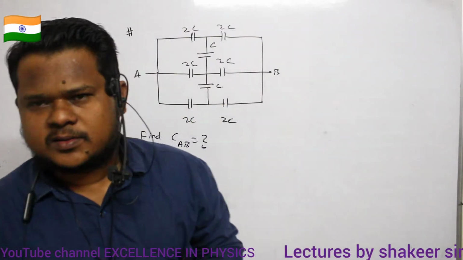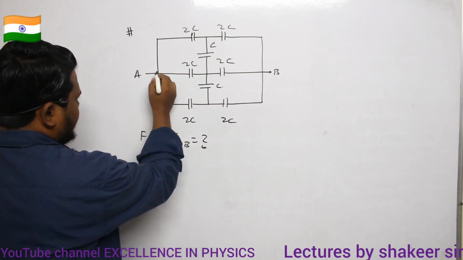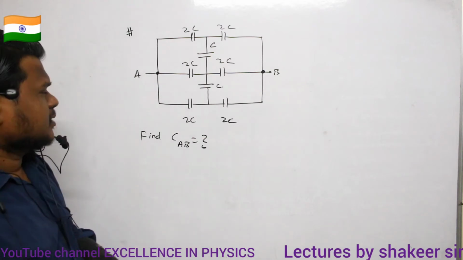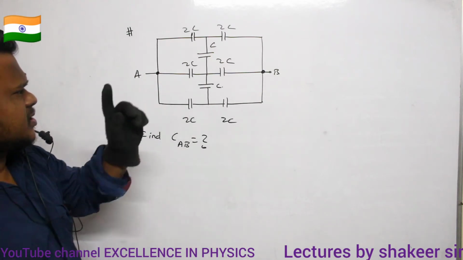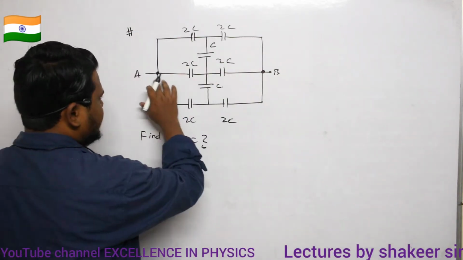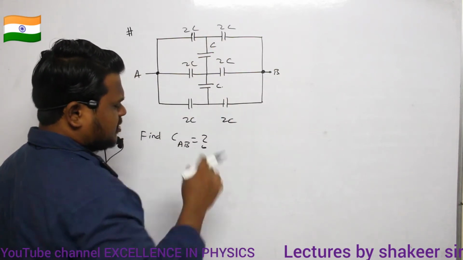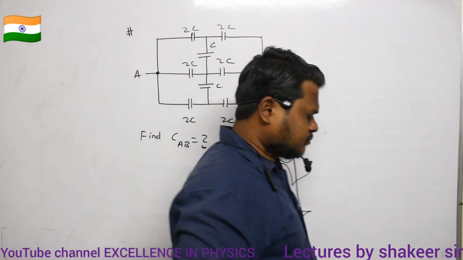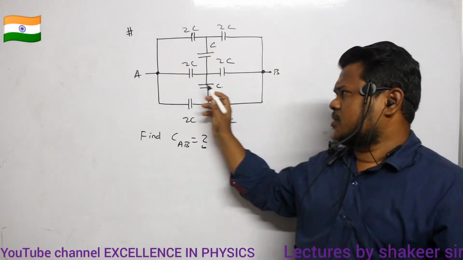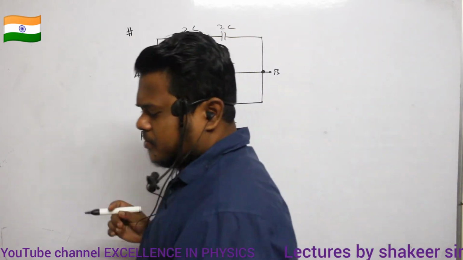How can I solve this question? We are supposed to calculate the equivalent capacitance between A and B. Are you able to understand? Then we are going to check symmetry along this line AB. So this is my line AB. Above this line AB and below it, is the circuit symmetrical or not? The circuit which exists above this line and below this line, is it symmetrical or not?